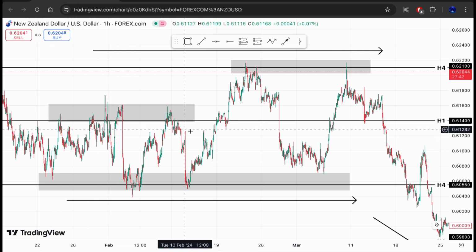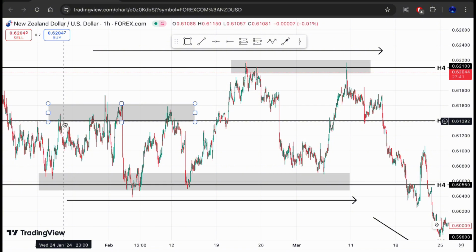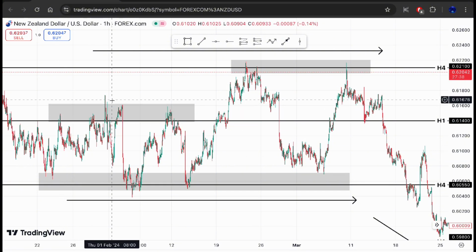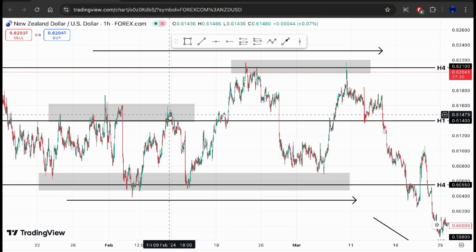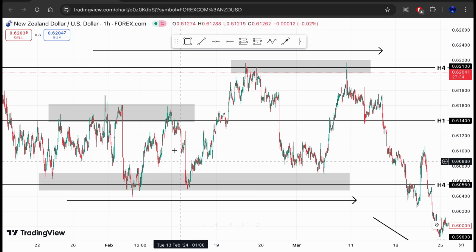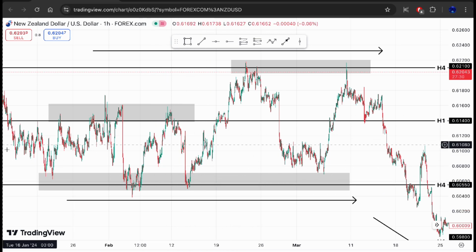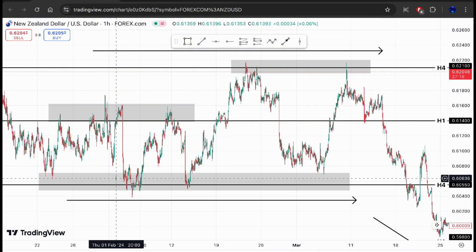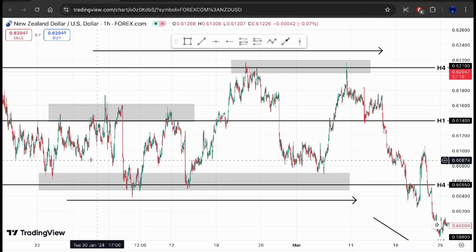You sell at various resistance. Like right here, you could have entered a sell. Right here, you could have entered another sell. Right here, you could have entered another sell, and you would have gotten your profits at the support. If you want to trade buys on the ranging market, you have to always buy at a point of support.